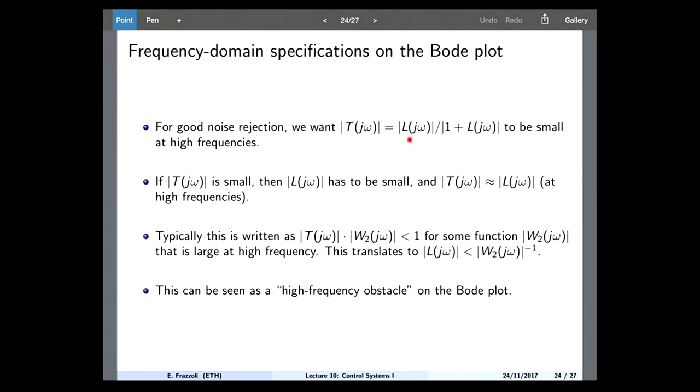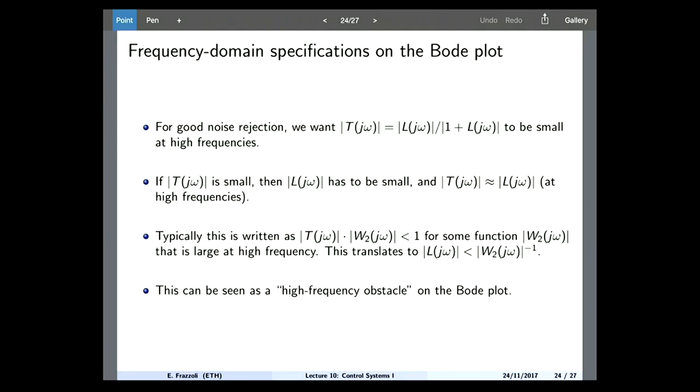For noise rejection, what we want to do is something like that. We want these to be small at high frequencies. Notice that if T of j omega has to be small, then also L of j omega has to be small. If L of j omega is small, then 1 plus L of j omega is approximately 1. So then I can approximate this complementary sensitivity just by the open loop transfer function.